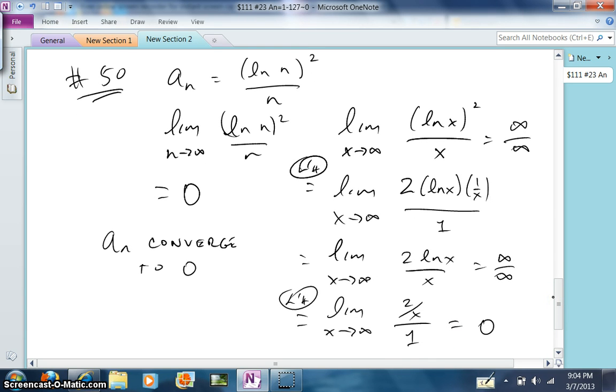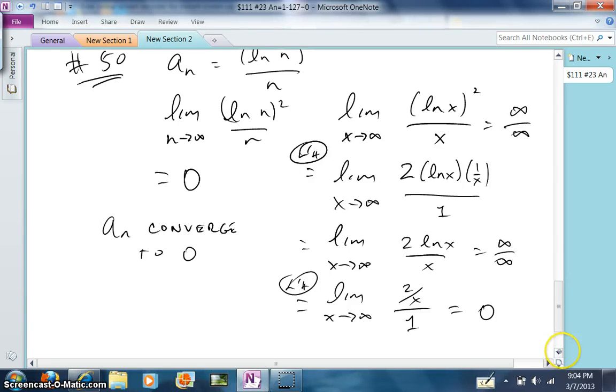So we start off with this limit. Just take the limit. Don't forget about your L'Hopital's rule trick for limits.